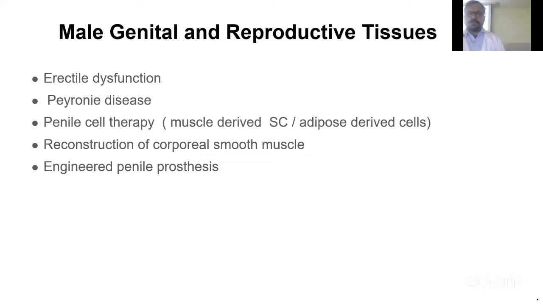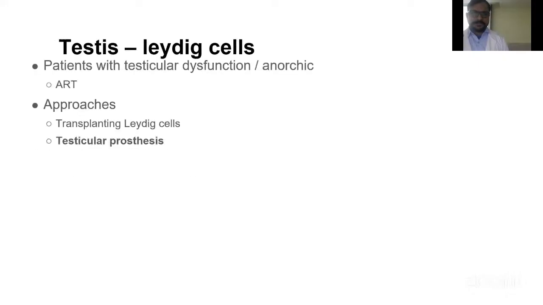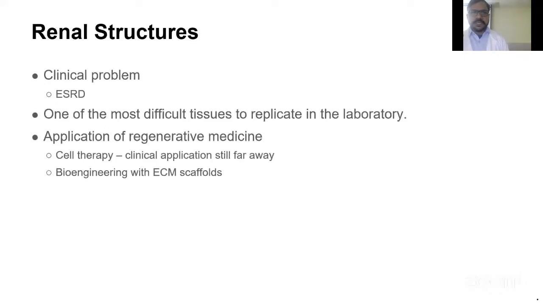Male genital and reproductive tissue uses include erectile dysfunction, Peyronie disease, penile cell therapy, reconstruction of corporal smooth muscle, and engineering of penile prosthesis. In the testis, cell therapy is used for testicular dysfunction, or another approach is transplanting Leydig cells or a testicular prosthesis. Renal structure engineering is mainly for ESRD, either by nephron unit or artificial kidney. It is one of the most difficult tissues to replicate in the laboratory. Applications include regenerative medicine, cell therapy and bioengineering with ECM scaffolds.